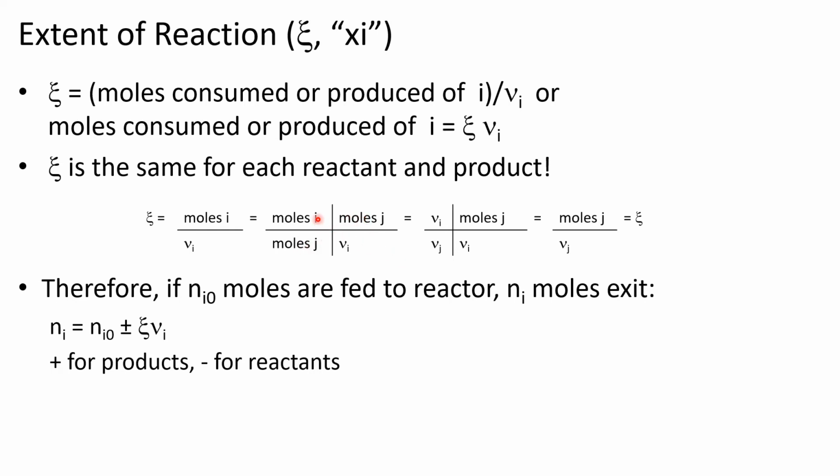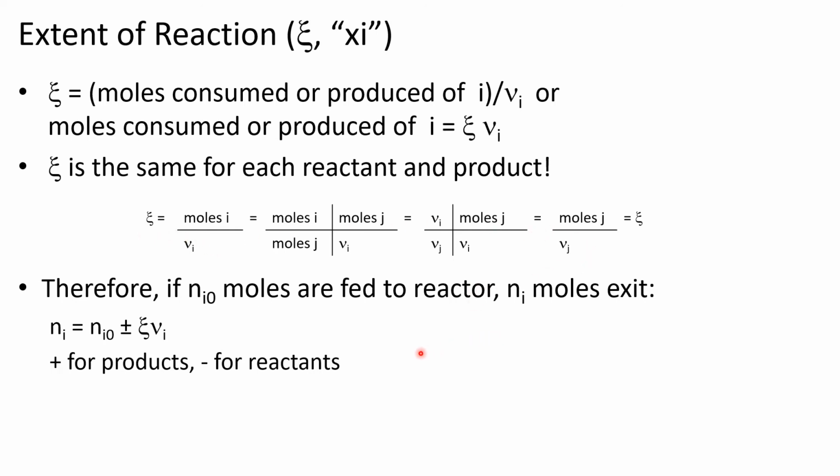We know that the moles of I that will react with a given number of moles of J is equal to the ratio of the stoichiometric coefficients, nu I over nu J. If we plug in those stoichiometric coefficients, what we find is that the nu I in the numerator will cancel the nu I in the denominator, so this reduces to moles of J over the stoichiometric coefficient for J, which we said is the definition of xi. So what we've done is just prove that the moles of J that react or are consumed, divided by the stoichiometric coefficient for species J, is equal to the moles of I that react or are consumed divided by the stoichiometric coefficient for that species. So the xi is the very same for all species.